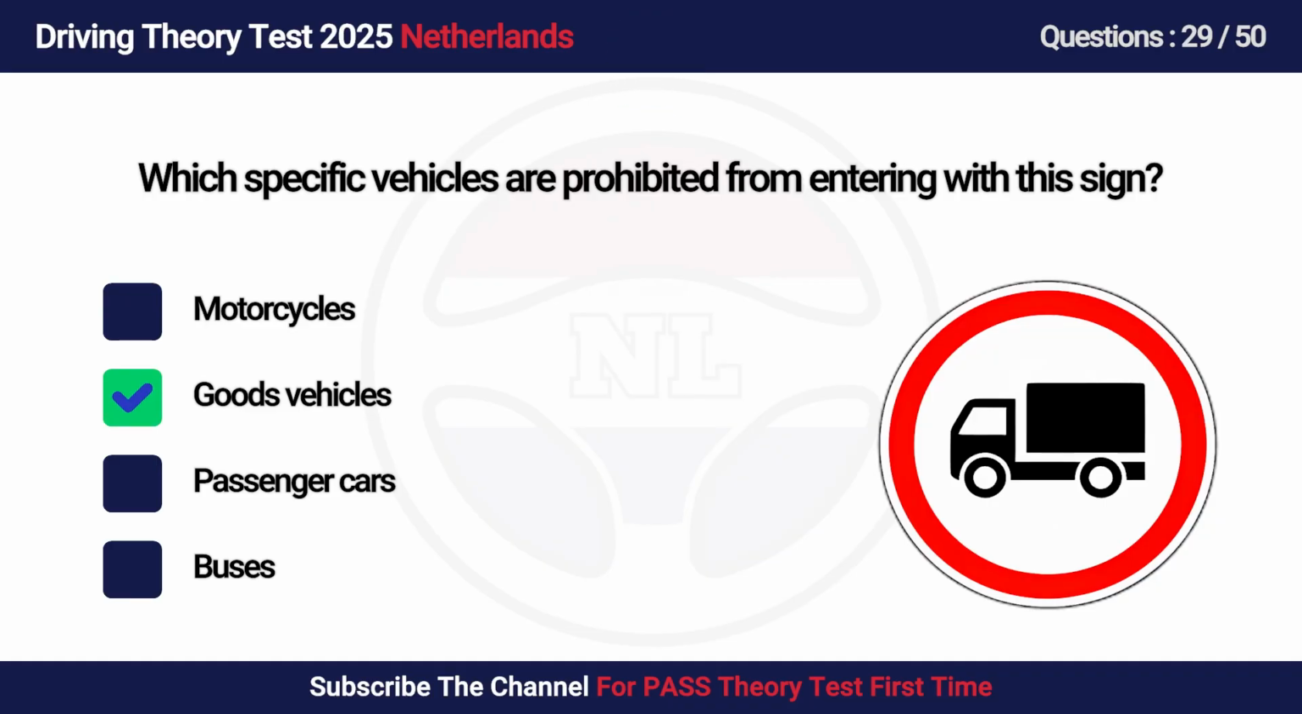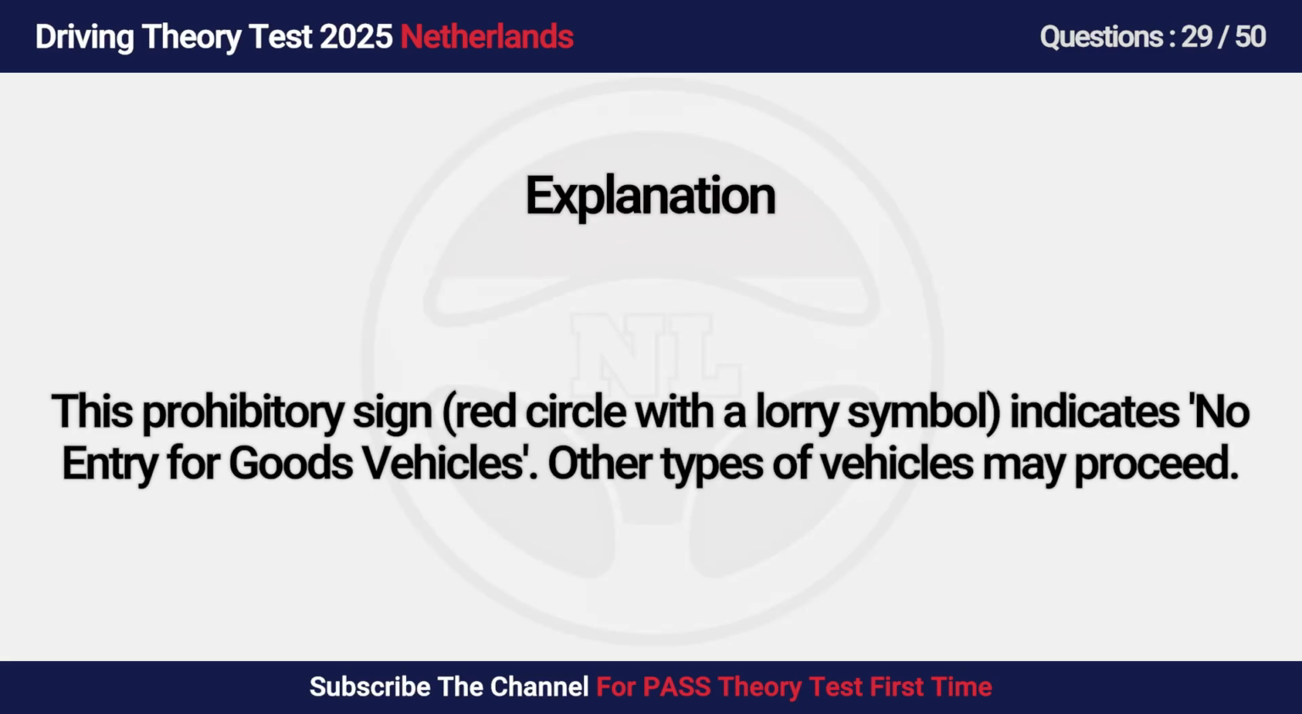Answer is B. Goods vehicles. This prohibitory sign, red circle with a lorry symbol, indicates no entry for goods vehicles. Other types of vehicles may proceed.